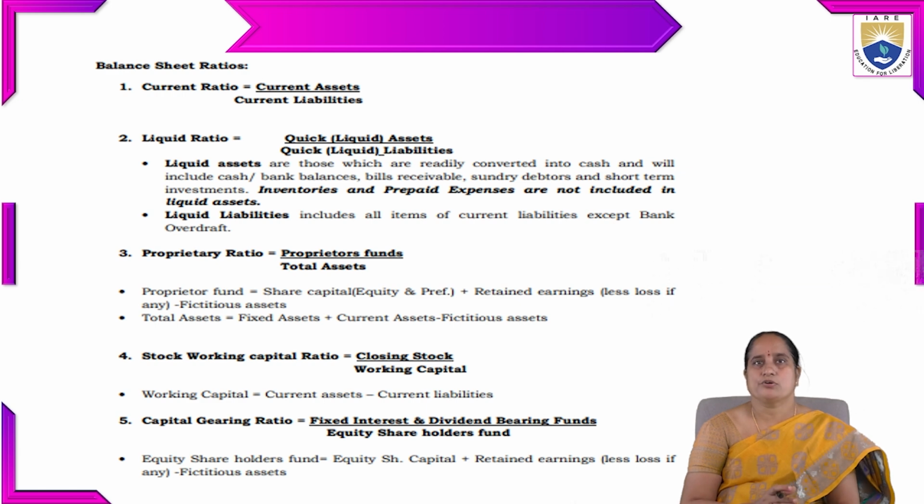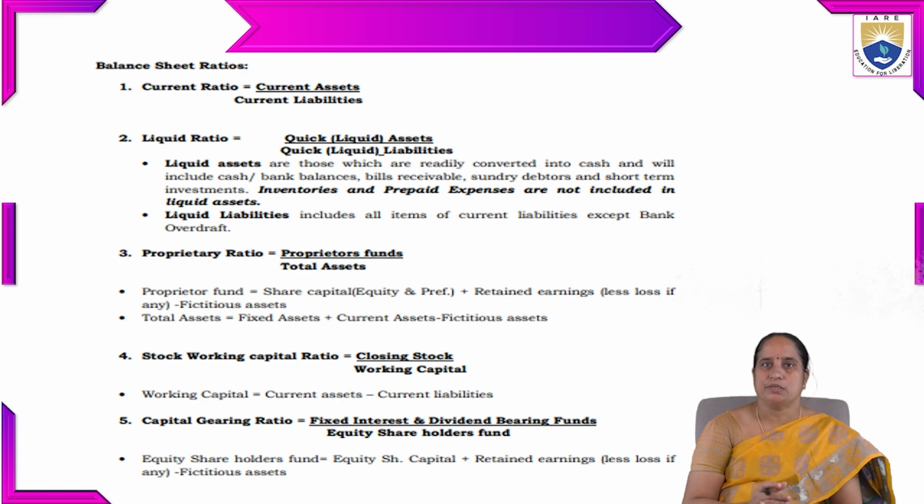And fourth one, stock working capital ratio, which is equal to closing stock divided by working capital. So as we know, working capital is the difference between current assets and current liabilities. Next ratio is capital gearing ratio, which is equal to fixed interest and dividend bearing funds divided by equity shareholders' fund. So equity shareholders' fund is equal to equity share capital plus retained earnings less loss if any minus fictitious assets.